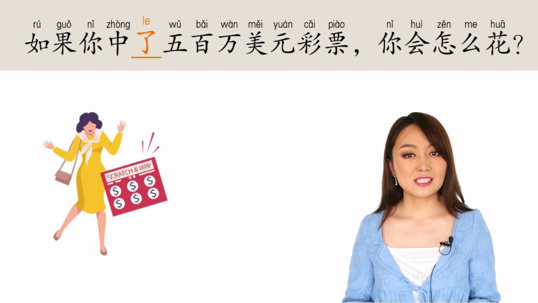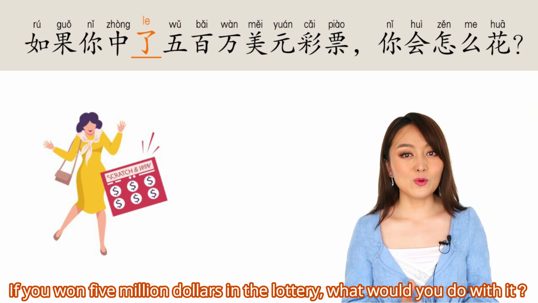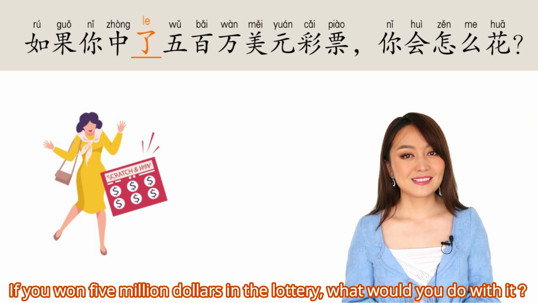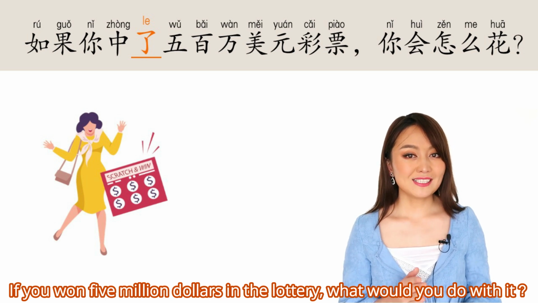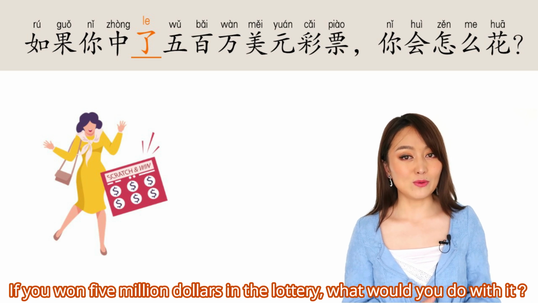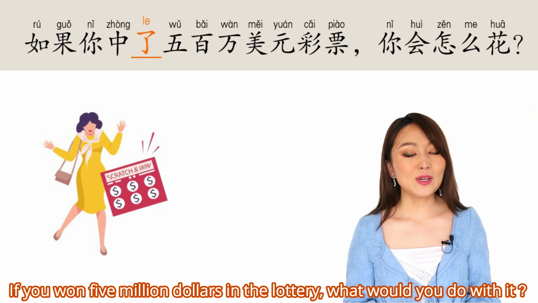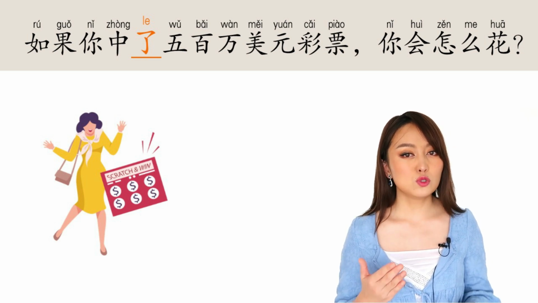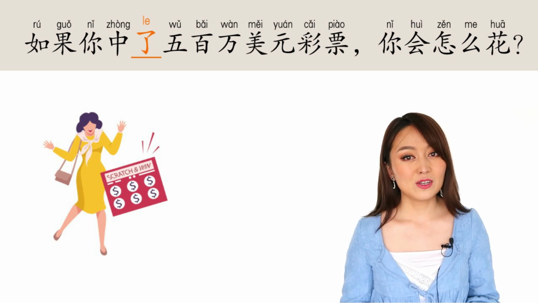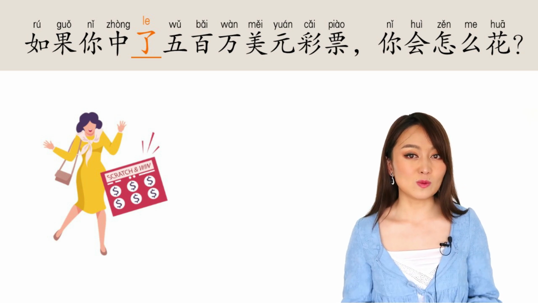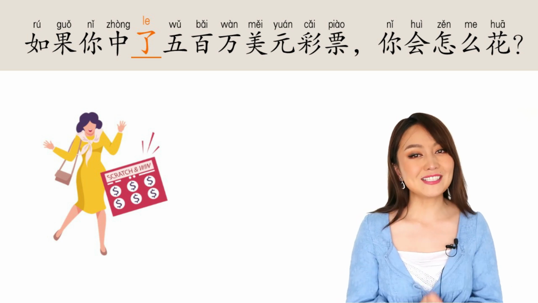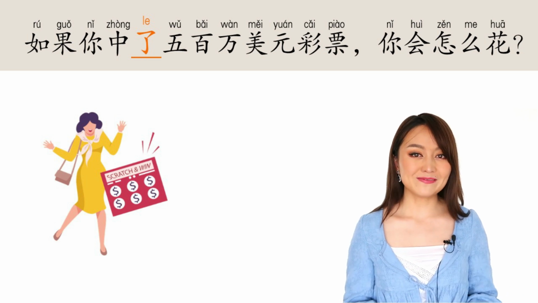Right, the answer is, 如果你中了500万美元彩票，你会怎么花？ Again, 如果你中了500万美元彩票，你会怎么花？ Okay, we put 了 after the verb 中 of 中彩票, to win a lottery. So we put 了 after 中 to indicate a completed action in the future. Okay, I hope you said it correctly. I'm going to read it one more time.